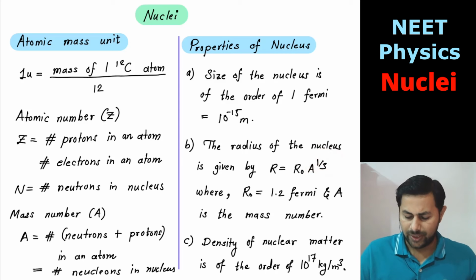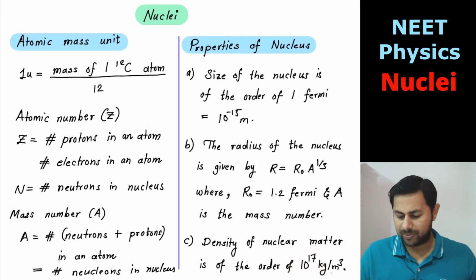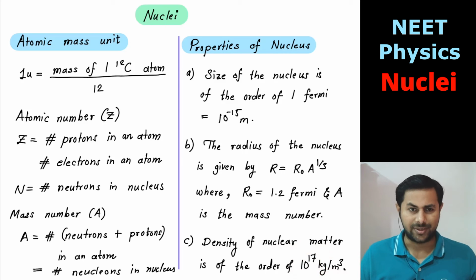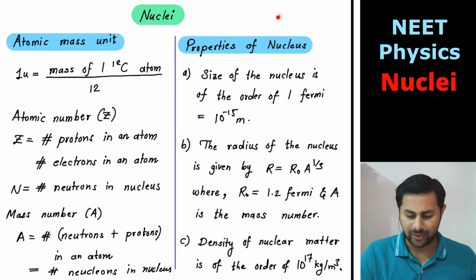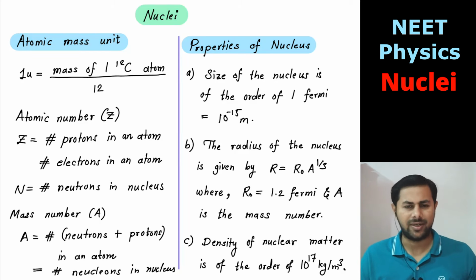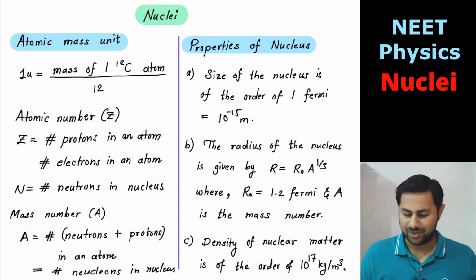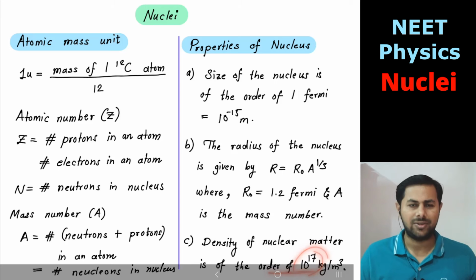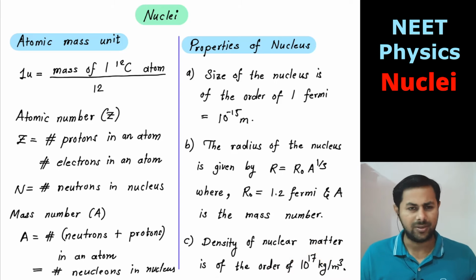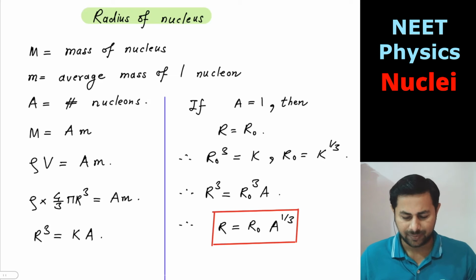Then the next property is that the density of nuclear matter is of the order of 10 raised to 17 kg per meter cube, and it is a constant. There have been questions like this: is the density of nuclear matter constant, does it depend on A, does it increase with A or decrease with A, something like that. So the density of nuclear matter is constant, and it is of the order of 10 raised to 17 kg per meter cube, right?